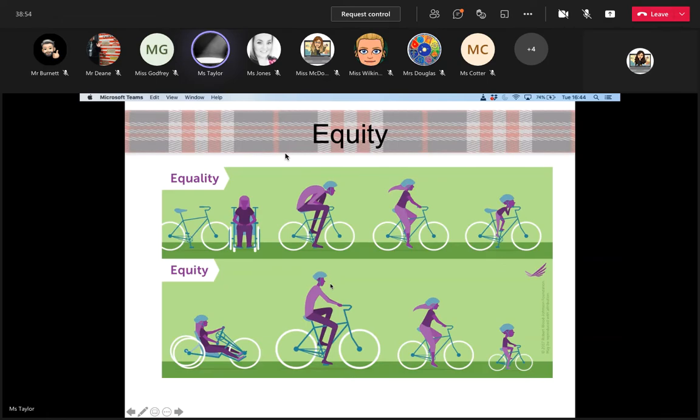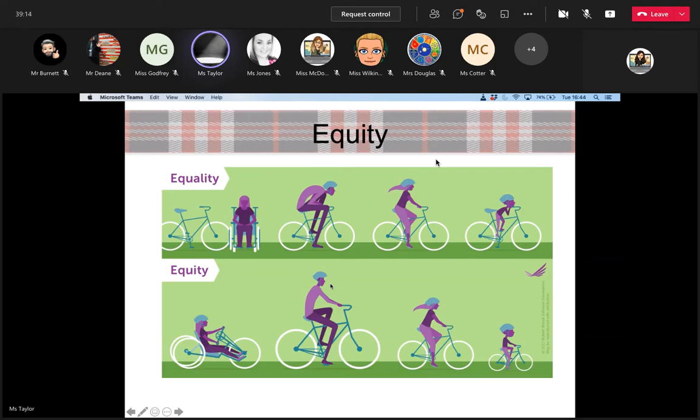Equity does not mean that we are treating all young people the same. You absolutely shouldn't be treating them the same. You should be treating them fairly based on their individual need. That's the equity focus we're talking about. And I think this picture sums it up really well. I can give everyone a bike, but that doesn't help them if they are in a wheelchair, or they're really tall, or they're really small.